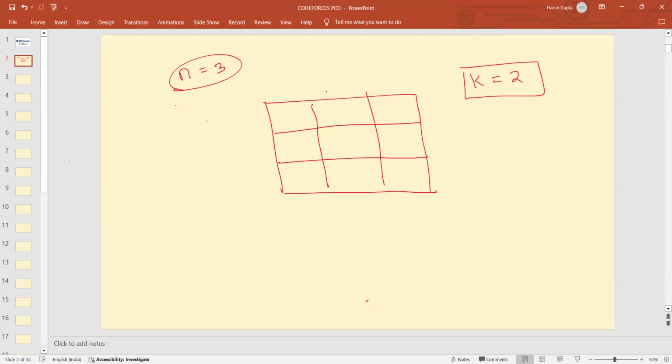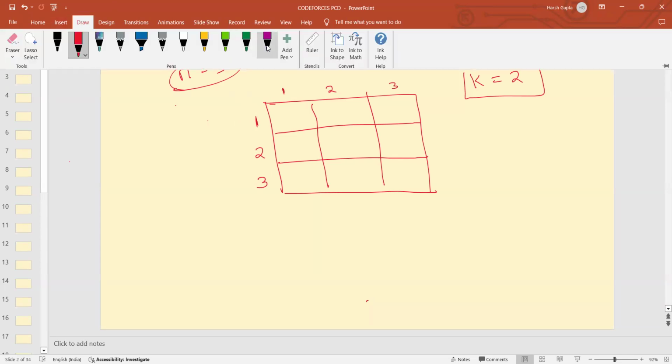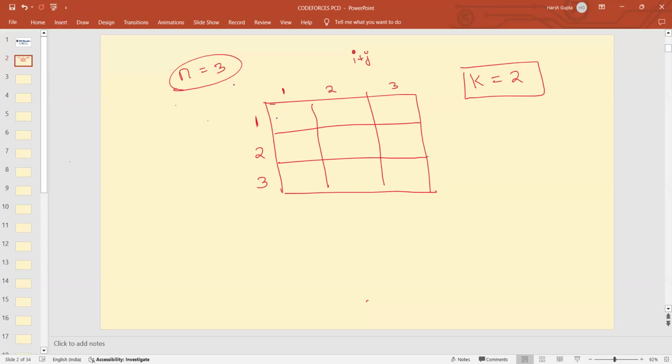First of all, let's identify the diagonals. For that, let's write for each cell the value of i plus j. These are row number 1, 2, 3, and the columns are column number 1, 2, 3. If we simply write the value of i plus j, let's see what we get. For this cell it is 1 plus 1, which is 2. For this cell it is 3. For this it is 4. For the next row it is 3, 4, 5. For the last row it is again 4, 5, 6.